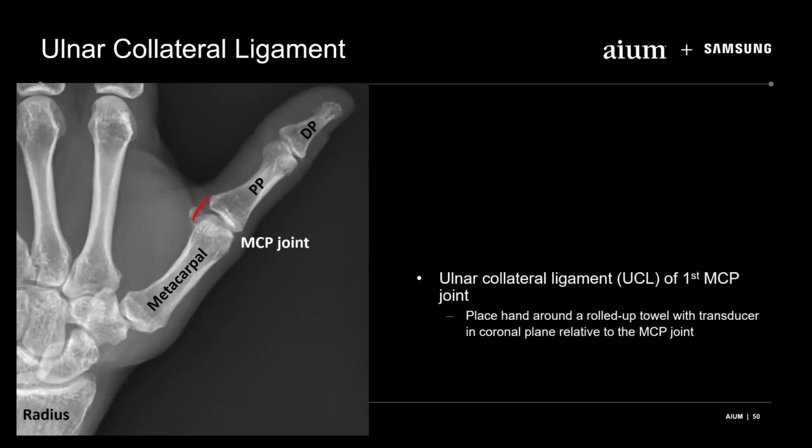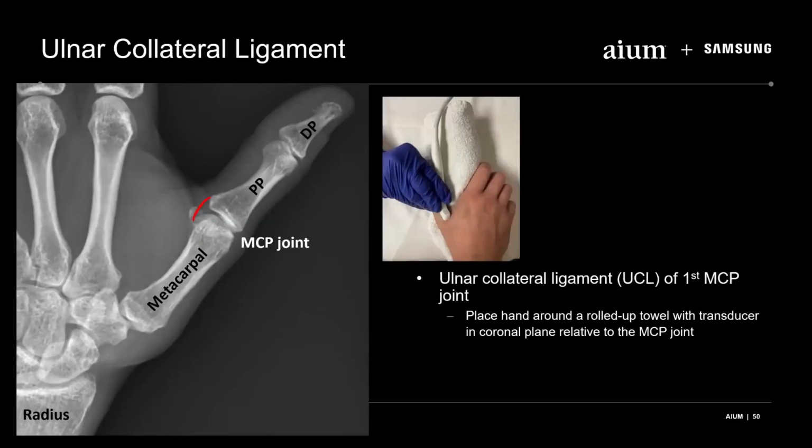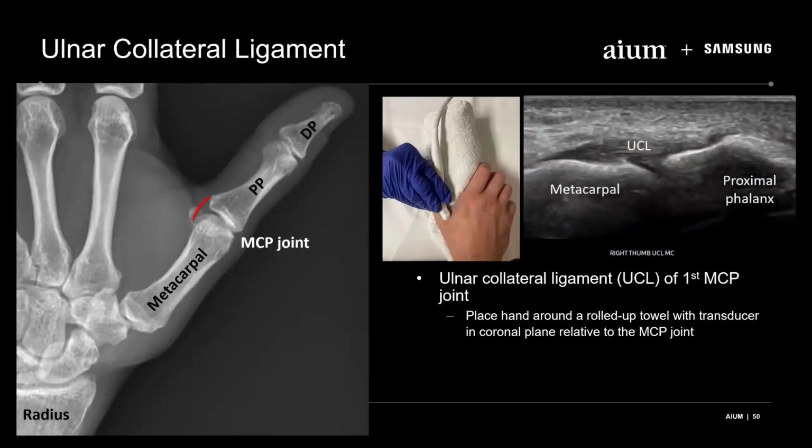The best way to image this is to place the hand around a rolled up towel with the transducer in a coronal plane relative to that MCP joint. And you can see it's hard to get in there otherwise. So this kind of opens the area up, and that will yield this image. So you'll see the ulnar collateral ligament here extending from this broad concavity here at the metacarpal, and then it extends down to attach on the proximal phalanx. So when you're imaging this, you want to try to see this concavity, and that tells you you're in the correct plane.